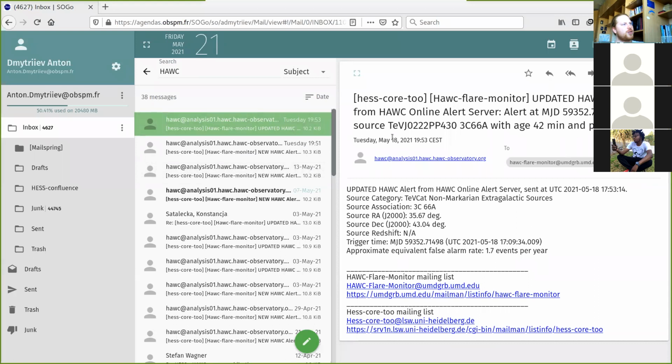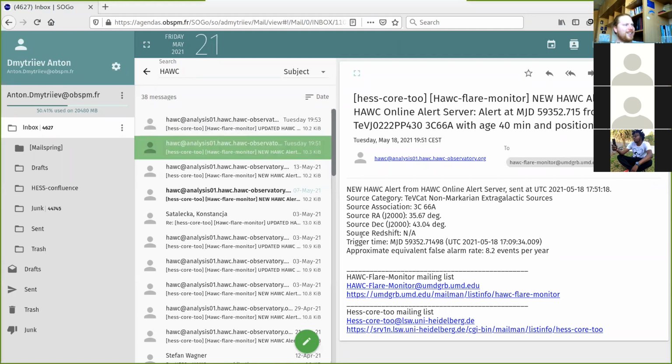So this was issued on May 18, a few days ago, from the HAWC monitor. New HAWC alert from the HAWC online server sent. So source category, source association. This is the name of the source, 3C66A. This is an active galactic nucleus. Then the coordinates RA and DEC. Redshift not known. And trigger time, so when the flare was triggered, and the false alarm rate is something specific.